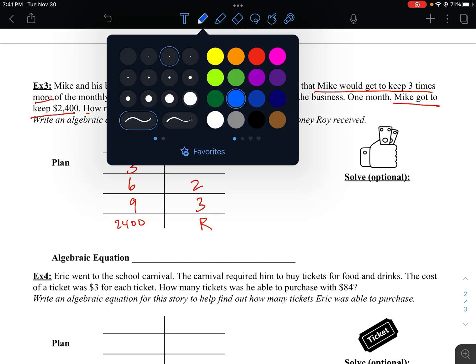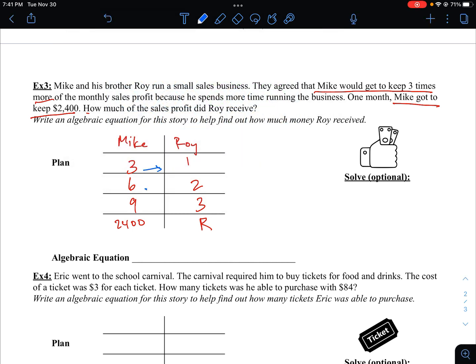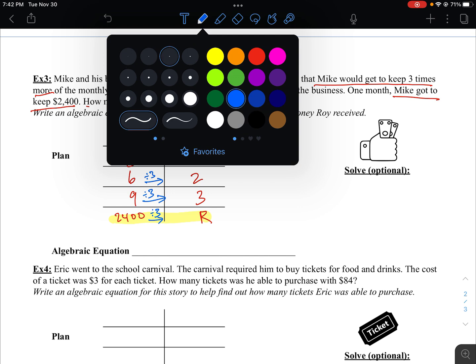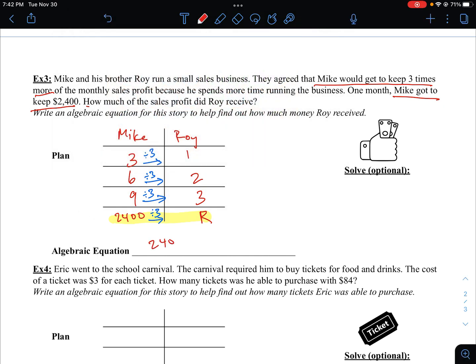Now, we look for patterns. How do I get from 3 to 1, or 6 to 2, or 9 to 3? Well, divide by 2? No, not divide by 2. Divide by 3, because 3 divided by 3 is 1, 6 divided by 3 is 2, 9 divided by 3 is 3. And 2,400 divided by 3 is going to get you R. So I can just say 2,400 divided by 3 is going to equal R.